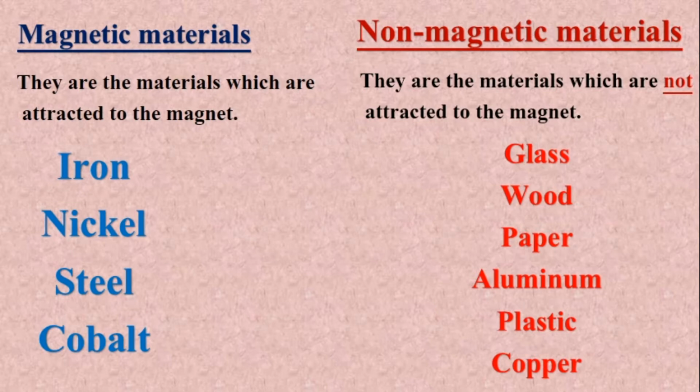So here I will ask you to complete the following. Magnetic materials like iron, nickel, steel, and cobalt. But non-magnetic materials such as glass, wood, paper, aluminum, plastic, copper, gold, and silver. Write the scientific term: they are the materials which are not attracted to the magnet. This is the definition of non-magnetic materials.